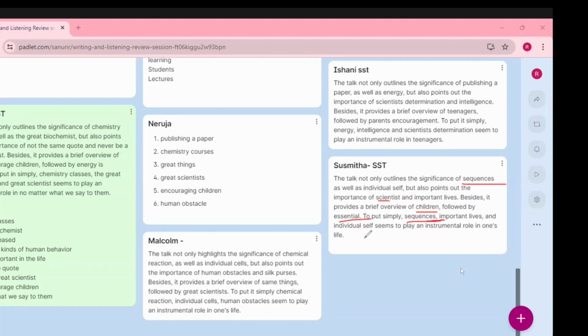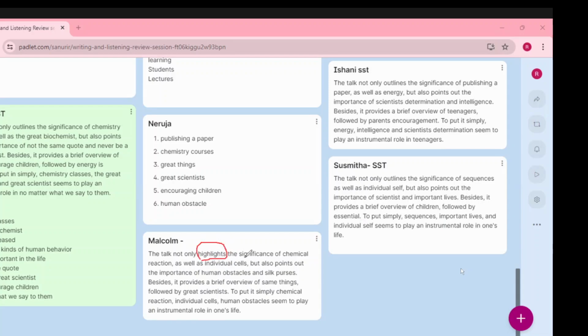Looks like. Okay, so Smita, please keep in mind you have to use chunks to fill the blanks. Got my point? Is that clear? You can't use individual words. Okay, next on Malcolm's answer. The talk not only highlights. Yes, it's a mistake.